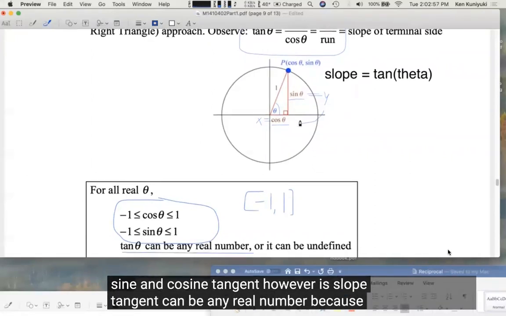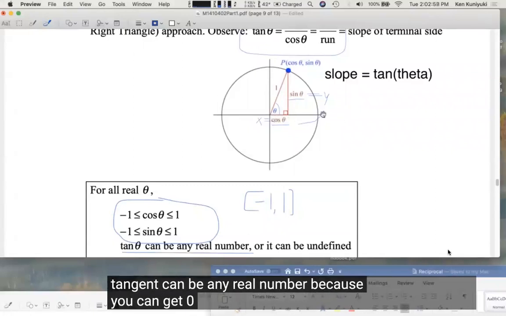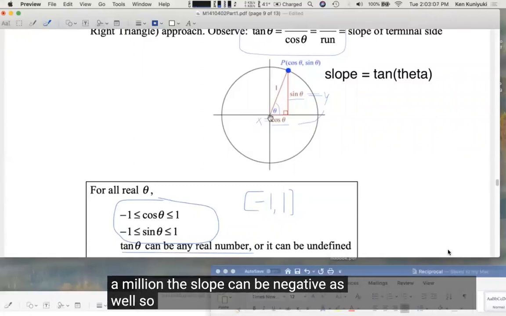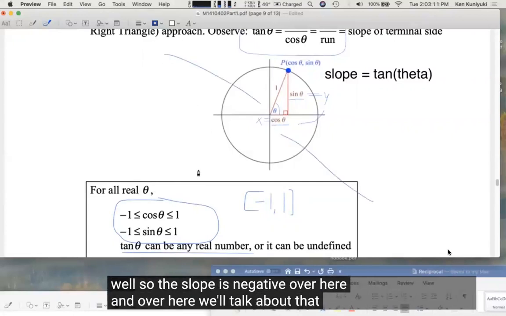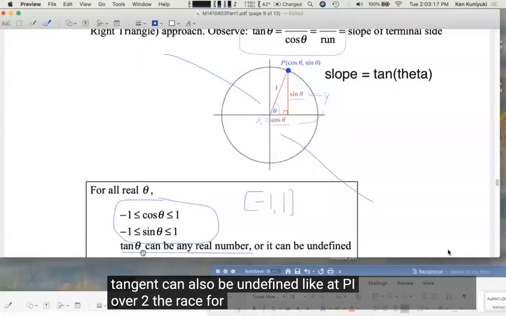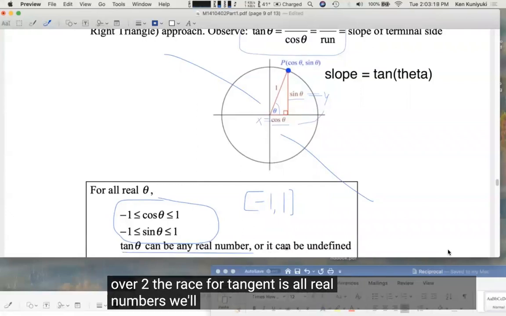Tangent, however, is slope. Tangent can be any real number, because you can get 0, positive slopes, 1,000, 1,000,000. The slope can be negative as well. The slope is negative over here and over here. We'll talk about that. Tangent can also be undefined, like at pi over 2. The range for tangent is all real numbers. We'll talk more about range later on.